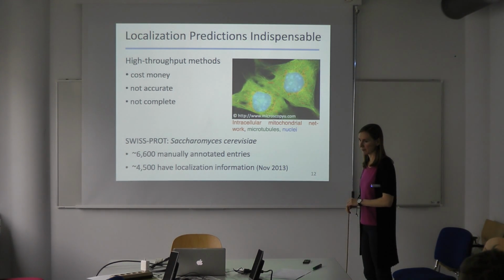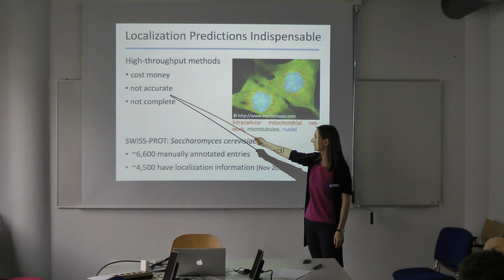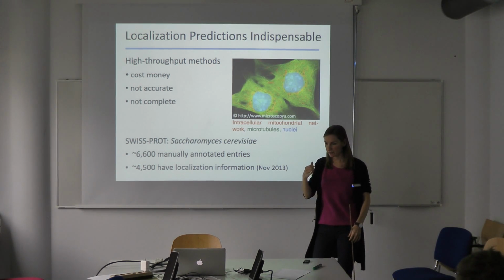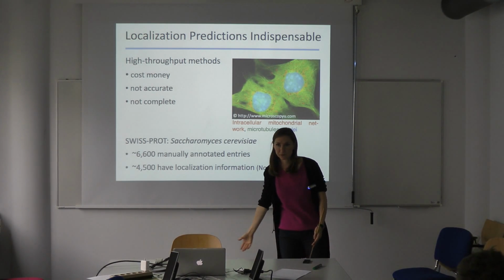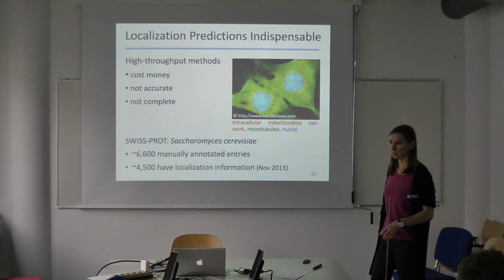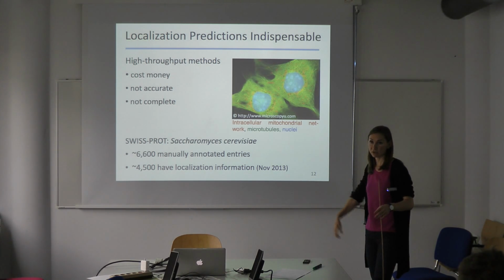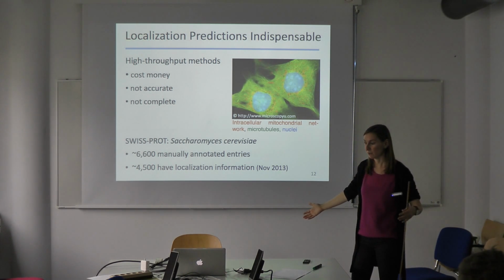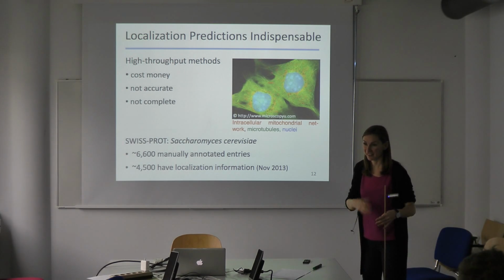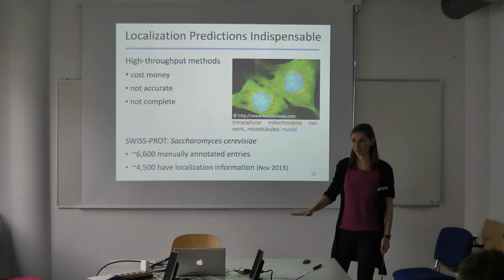Now, why are localization predictions indispensable? Well, because experimental methods, high throughput methods, cost money, and they're not accurate, meaning you can always make mistakes when you run experiments. As a human, you can mess up your chemicals, or mess up the temperature in the room so that no one else can reproduce the result. Or you can mess up while documenting your observation. Or even if you do everything absolutely perfectly, someone who curates the database can make a mistake while putting down the annotation. So this is the human factor, and the annotations in databases are never going to be 100% correct.